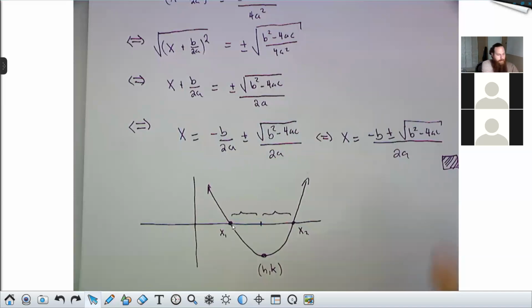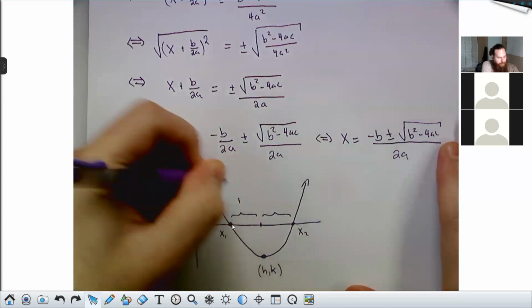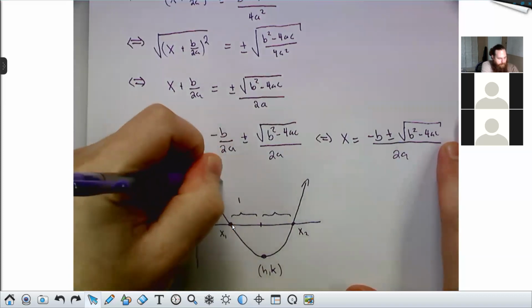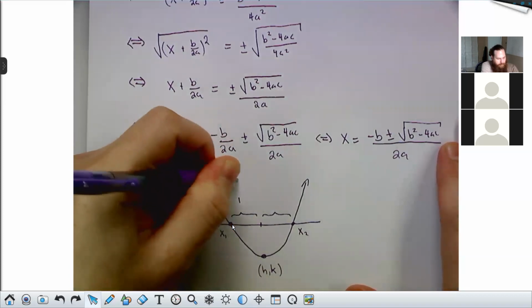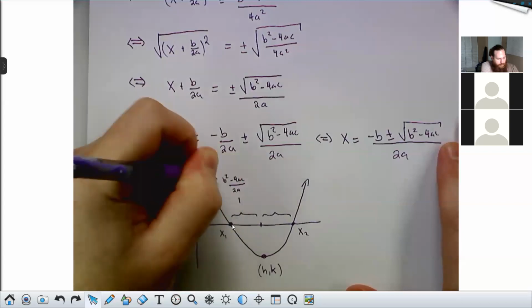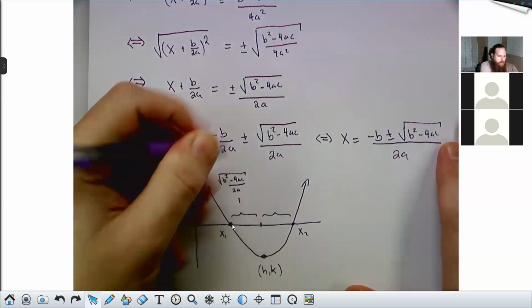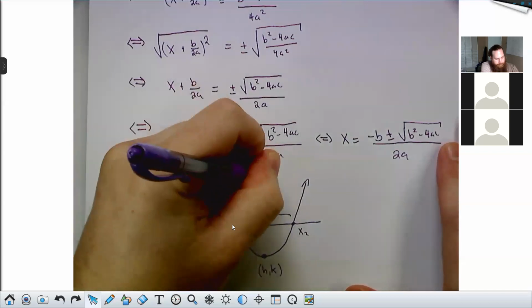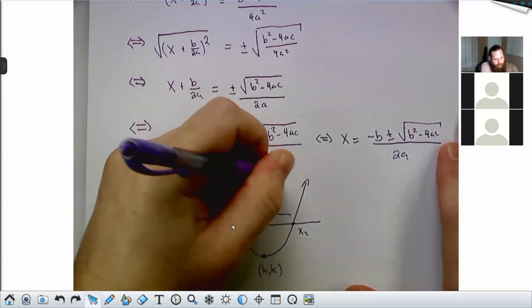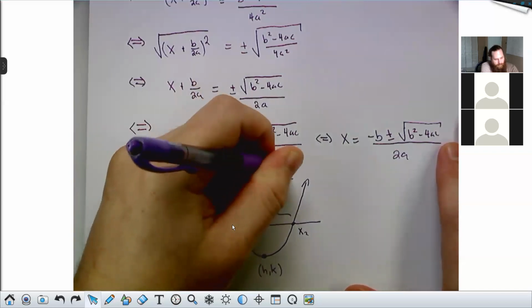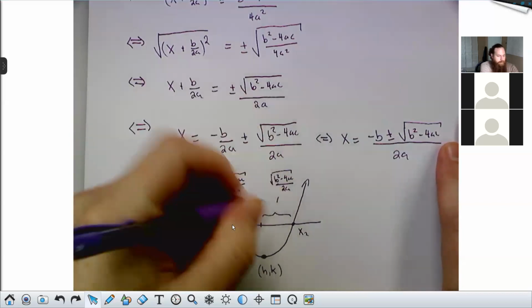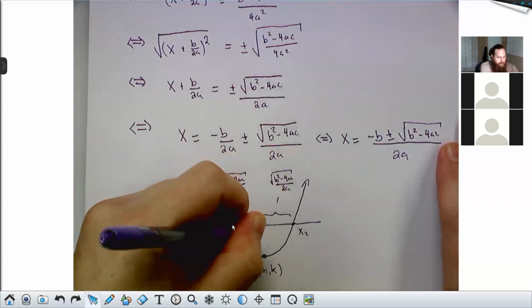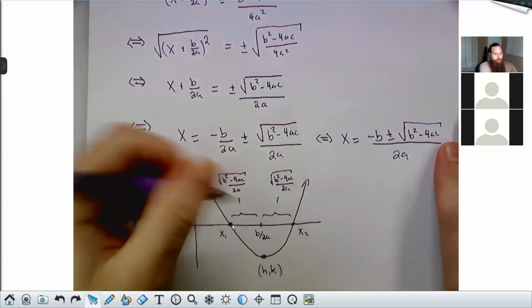So this distance right here has to be the square root of b squared minus 4ac over 2a. And so does this guy. Which means this guy right here has to be b over 2a.